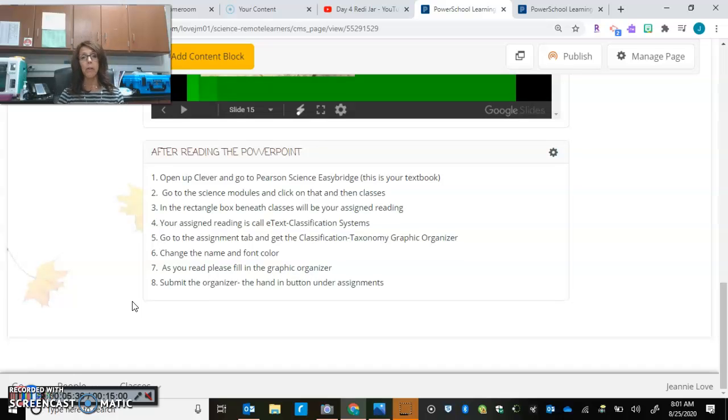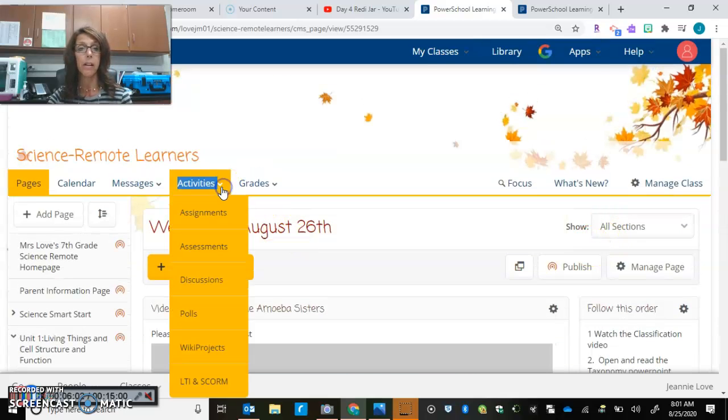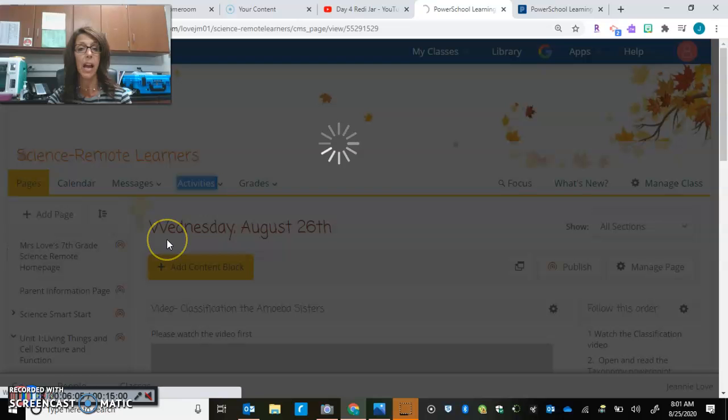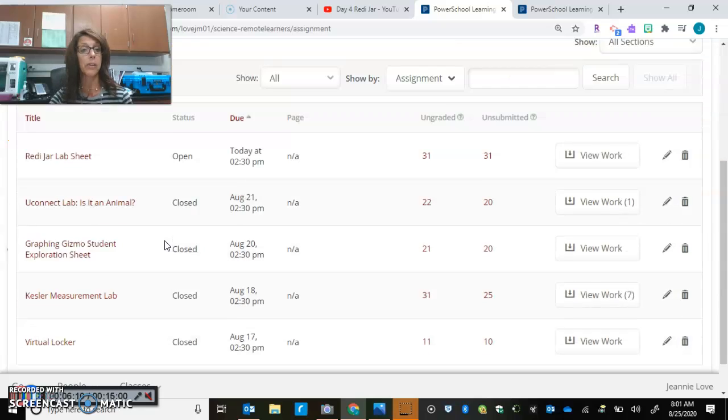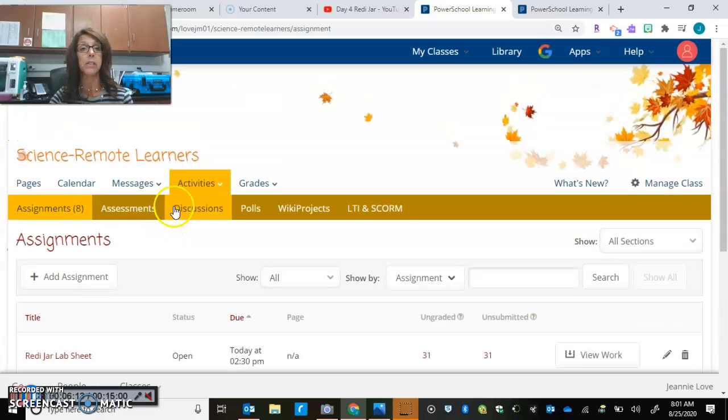After reading the PowerPoint, I need you to open up Clever. Go to the Pearson Easy Bridge, go to the science modules, and then click on classes. In the rectangle box beneath is your assigned reading. Your assigned reading is the eText classification system. Go to the assignment tab up top, and you're going to grab the classification sheet.